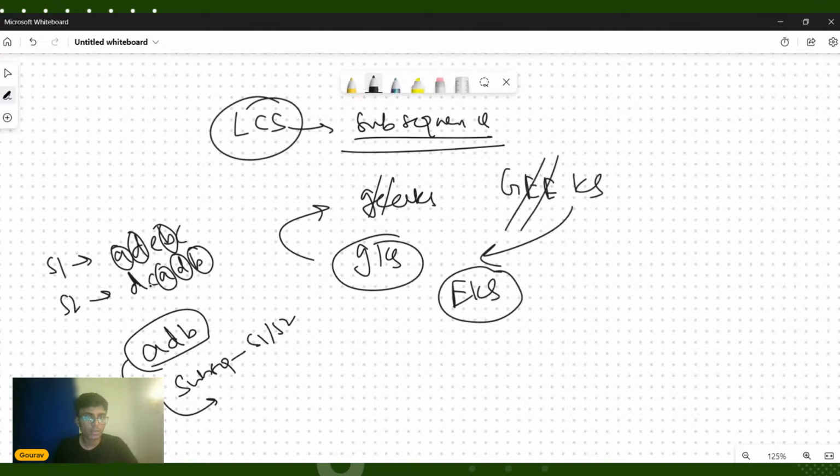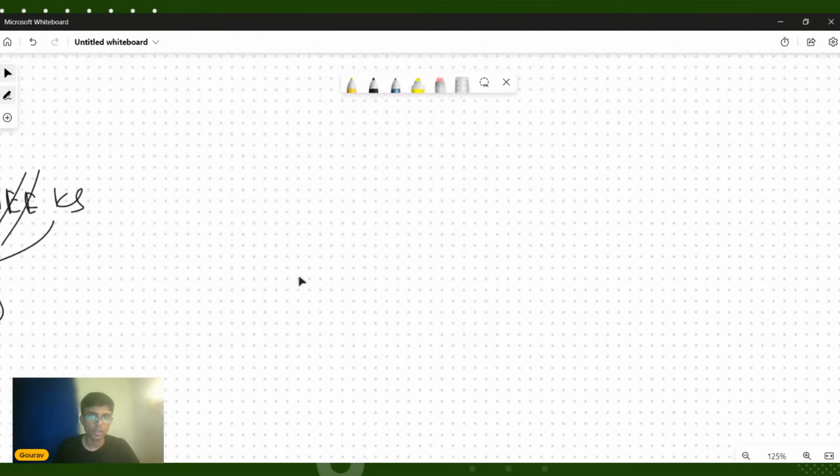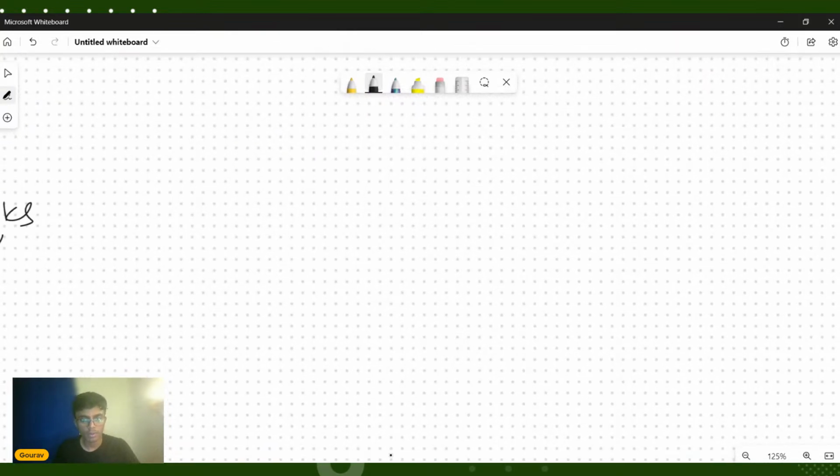So in the question, you're given two strings, S1 and S2, and you have to find the length of the longest common subsequence. How will you do it? As I told, the first approach would be to write a brute force recursion. Any ideas how we'll try to solve this question?